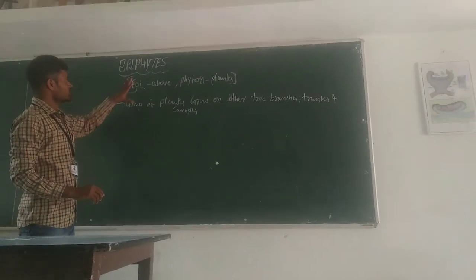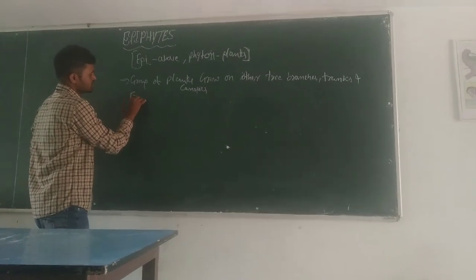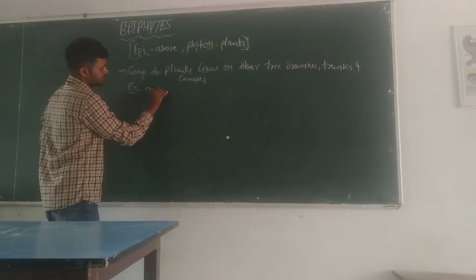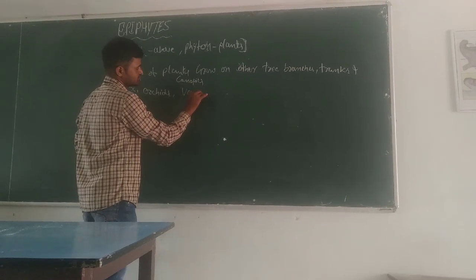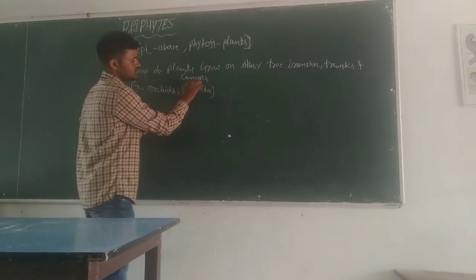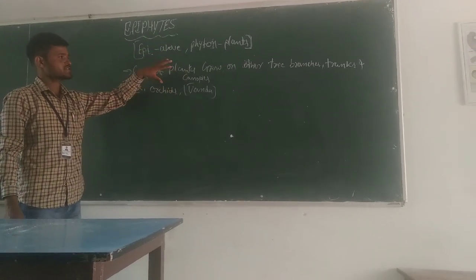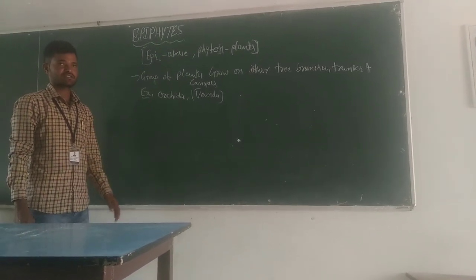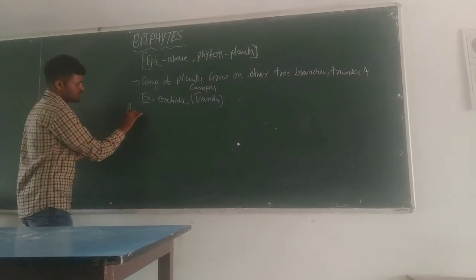You already know about epiphytes. A good example of epiphytes: orchids and vanda. Vanda is also a good example of epiphytes. These plants develop on tree branches. Next, the main adaptation features.